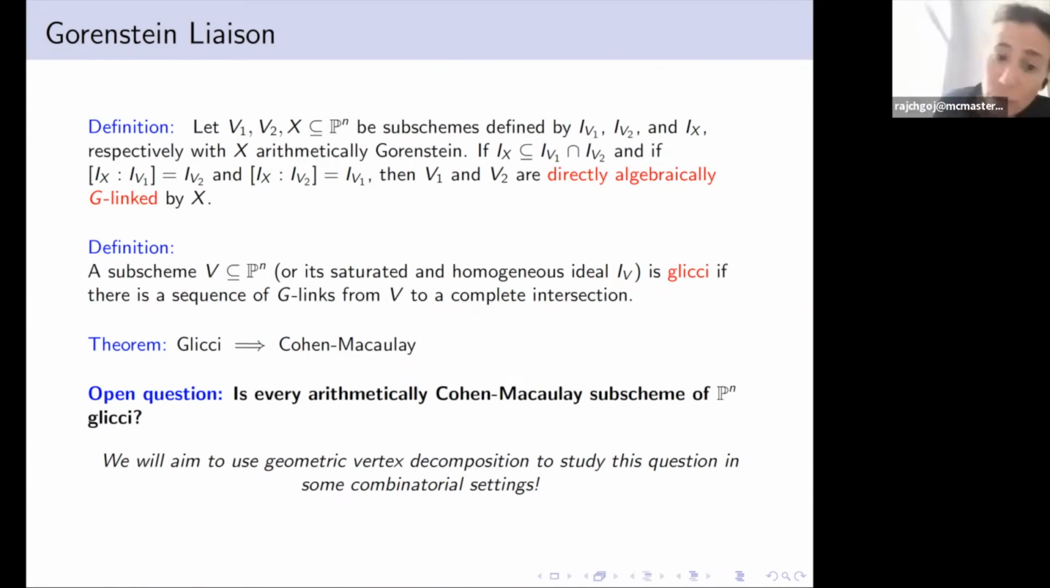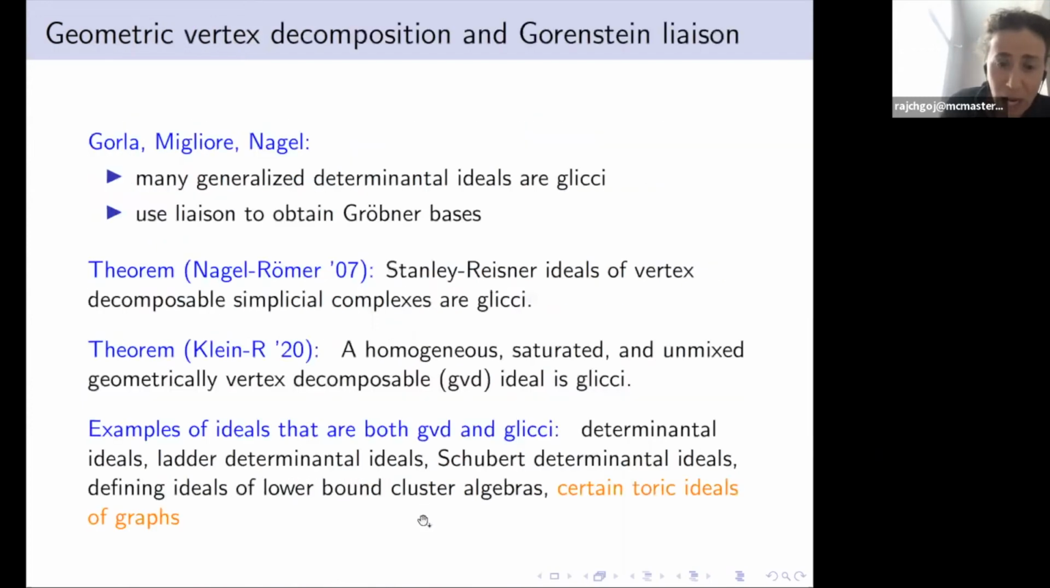But there's an open question, an important open question in the theory: is every arithmetically Cohen-Macaulay subscheme of projective space Gliecci? Part of the aim of what I want to talk about is to use geometric vertex decomposition to study this question in combinatorial settings. So this is some commutative algebra, and we're getting back to the combinatorics. But first, I need to tell you how geometric vertex decomposition and liaison are related.